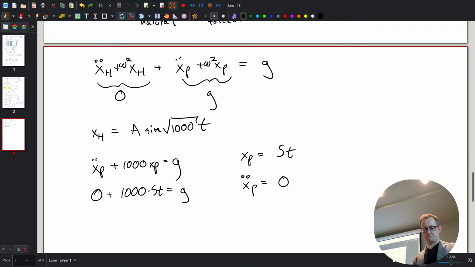Whatever constant is 9.81 divided by 1,000 or whatever. We could just say that it's something, p, and then let p be g over 1,000. How's that? The second derivative of a constant function is 0, so now we're only dealing with g over 1,000, so that's our xp of t.